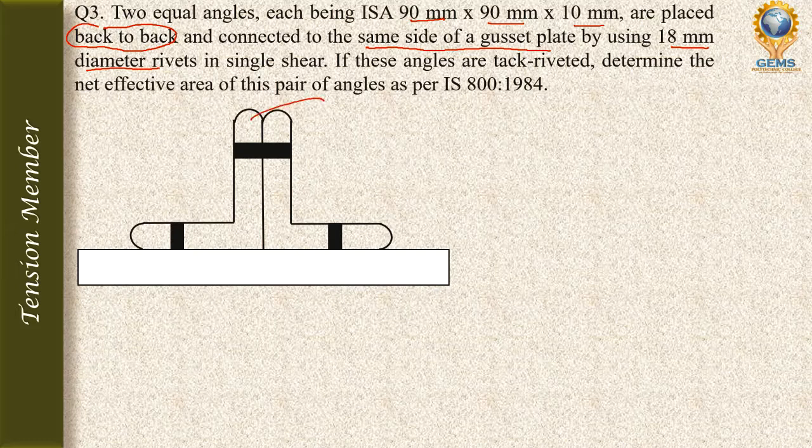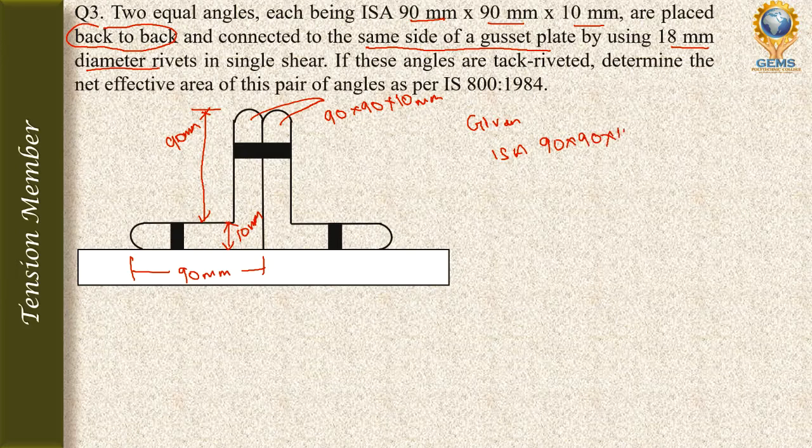These two angles are equal angles, that is 90 by 90 by 10 mm. That means from here to here it is 90 mm, and from here to here also it is 90 mm, with a thickness of 10 mm for both angles. So what is given in the question? ISA 90 by 90 by 10 is given. The nominal diameter of the rivet is 18 mm, it is given. What we have to find? The net area.